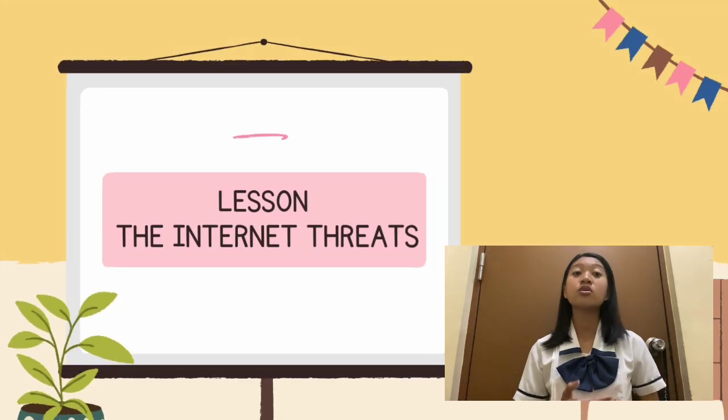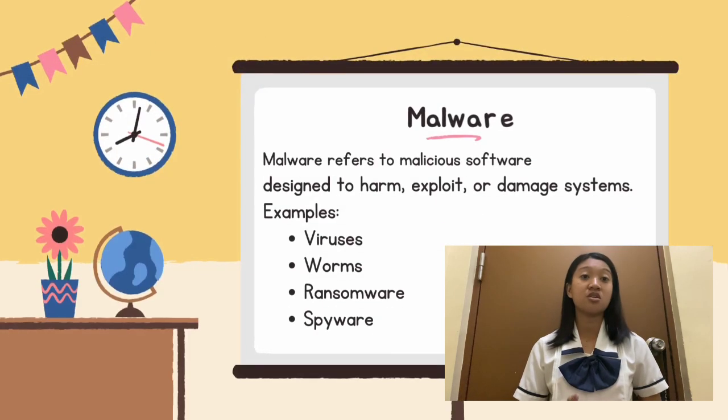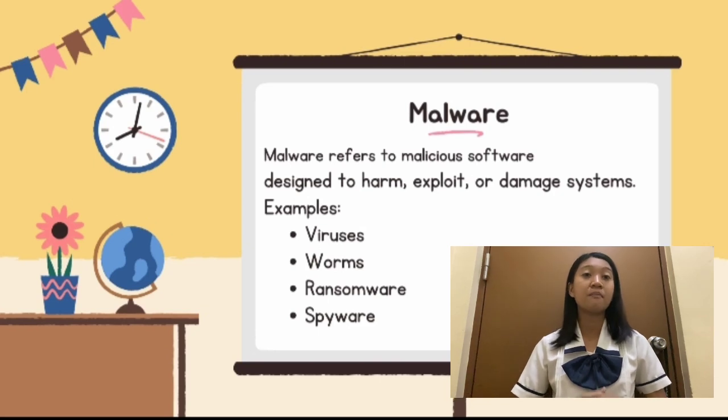So now, class, we are going to discuss the most common internet threats, some of which is what we call malware. Malware refers to malicious software designed to harm, exploit, or damage systems. Examples of these are viruses, worms, ransomware, and spyware. These programs can steal sensitive information, encrypt files for ransom, or cause system crashes on your laptop, cell phone, tablet, and etc. To protect yourself, it is important, class, to use antivirus software, avoid downloading files from untrusted sources, and keep your software up to date.